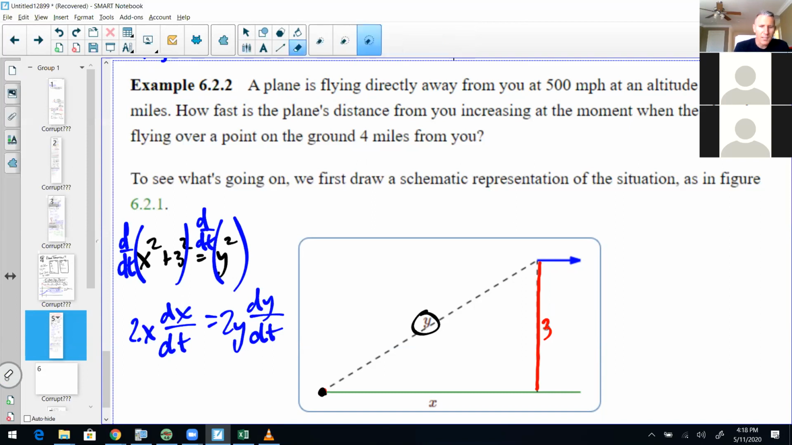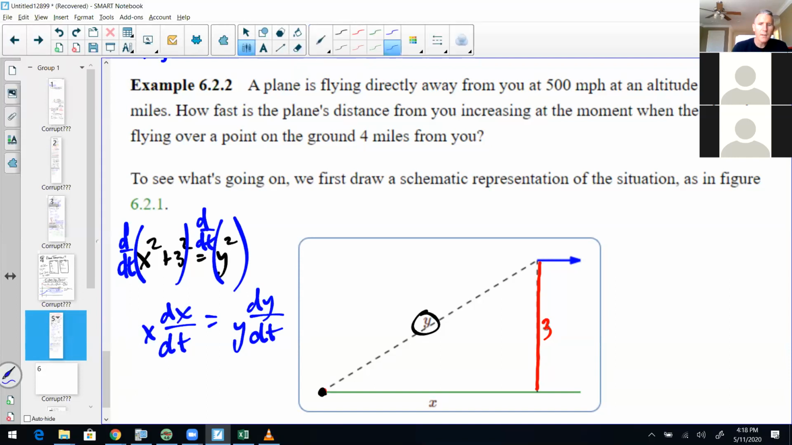Okay. So now you could divide both sides by 2 and you would get this. Now this is when you could plug in the other information that they give you. So what's my unknown? Well, that's the rate that the distance from the person to the plane is changing. That is known as dy/dt, the rate that y is changing with respect to time.